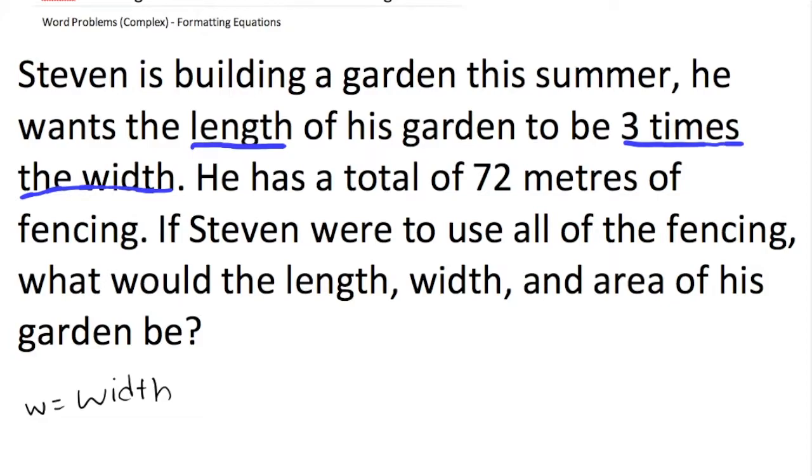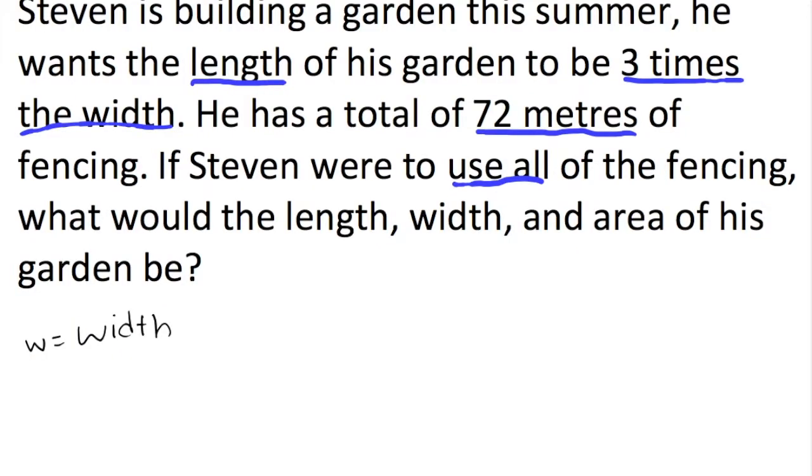And then he also says he has a total of 72 meters of fencing. And he says if he were to use all of the fencing, what would the length, width, and area of his garden be? So this is also important. He says he wants to use all of this fencing. So let's start to solve this problem.